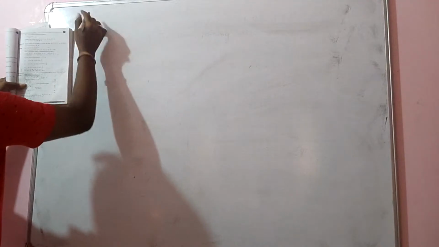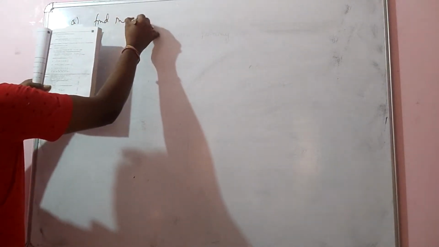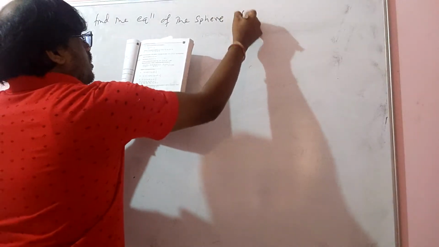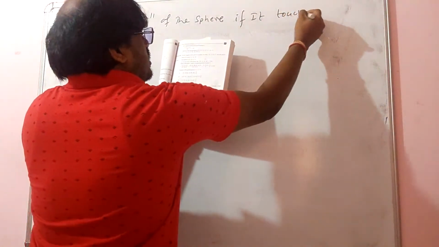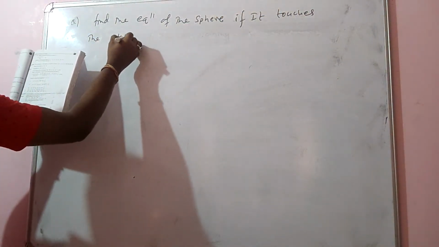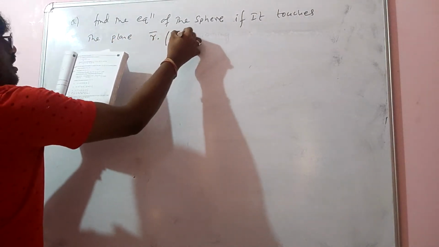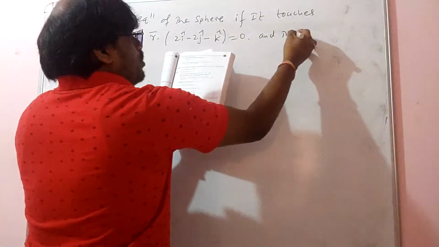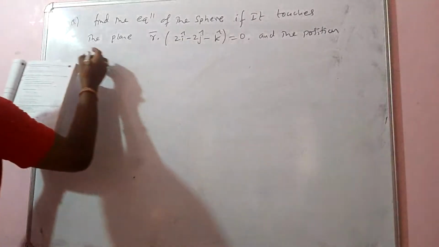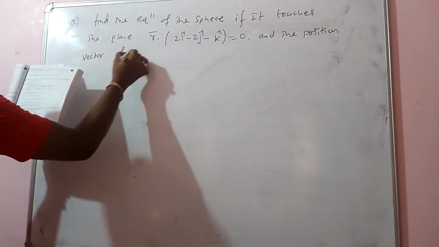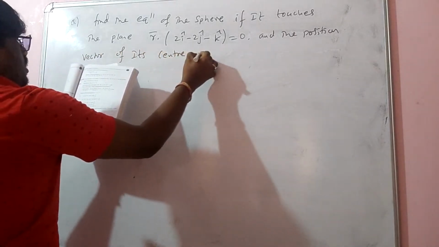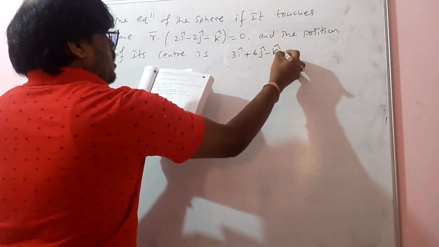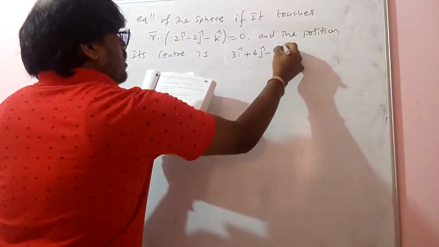First, find the equation of the sphere if it touches the plane r dot (2i minus 2j minus k) is equal to 0, and the position vector of its center is 3i plus 6j minus 4k. I'm asking this question, everyone.